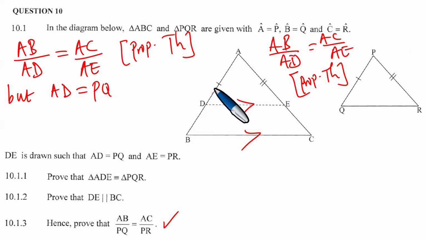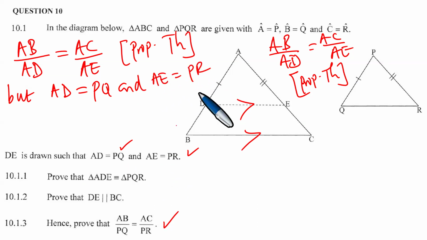But now we have AB over AD is equal to AC over AE. Proportionality theorem. Good. But Mr. Examiner, we already know, according to these two things here, that AD is equal to PQ, because they wrote it here. AD is equal to PQ, but they also said that AE is equal to PR.